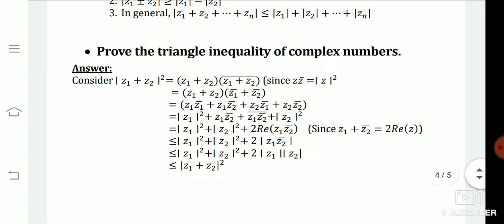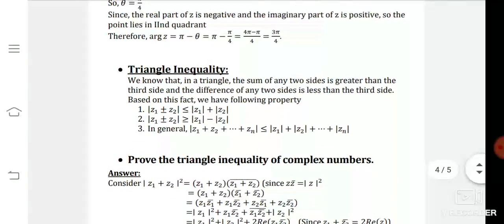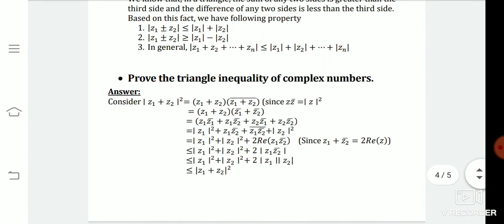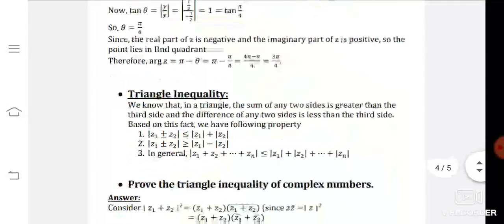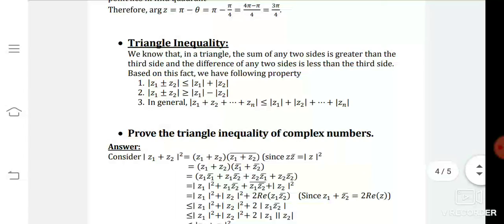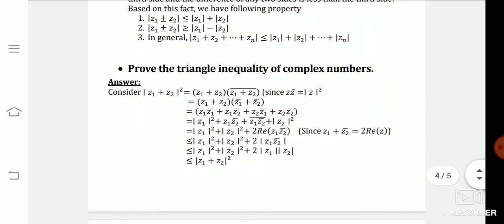Here we have discussed the modulus and argument of a complex number, and we have discussed one example, and also the triangular inequality, which is very important from the examination point of view as well as the entrance point of view. So that's all for today.